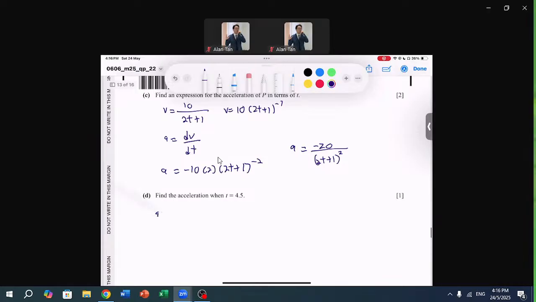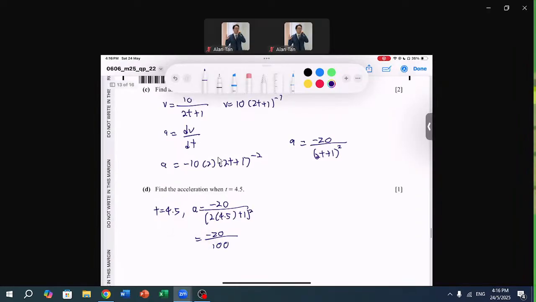And therefore, at t equals 4.5, a equals negative 20 over (2 times 4.5 plus 1) squared. Negative 20 over (9 plus 1) squared, which is negative 20 over 100, equals negative 0.2 meters per second squared.